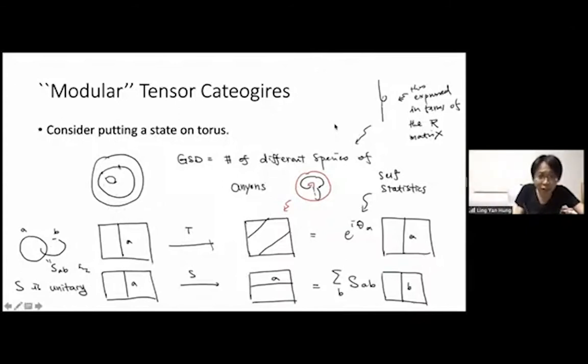If I have an anyon wrapping one of these cycles, and if I do a T transformation, the T transformation corresponds to, if I stare at this torus, more or less like wringing a towel, twisting it. So basically I hold onto the holes and twist it by one cycle. So that keeps the torus basically invariant. But then what happens would be that the anyons basically wrap around the orthogonal cycle once.